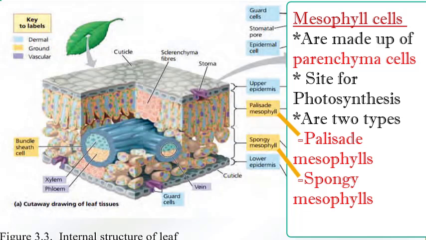The second layer is the spongy mesophyll cells. These are found beneath the palisade layer, closer to the lower epidermis. Spongy mesophyll cells are irregularly shaped with larger air spaces between them. This facilitates gas exchange by allowing carbon dioxide to diffuse to the chloroplasts and oxygen to exit to the atmosphere.